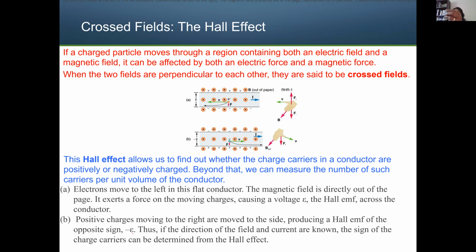If I have magnetic force and electric force, when they are perpendicular to each other, we call it a cross field. Okay, that's the definition of the cross field. So now the Hall effect is an example of a cross field. The idea is that if you have a magnetic field, you see that it is pointing outward in this direction.